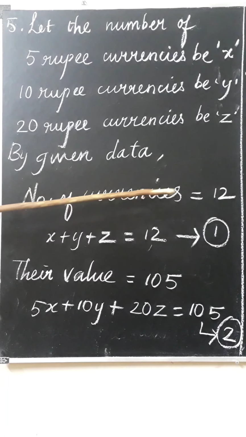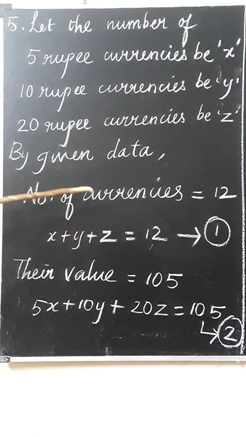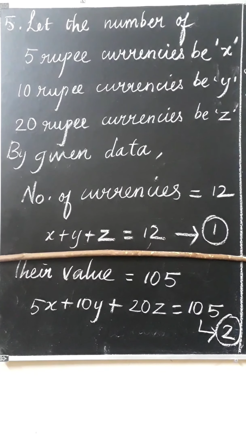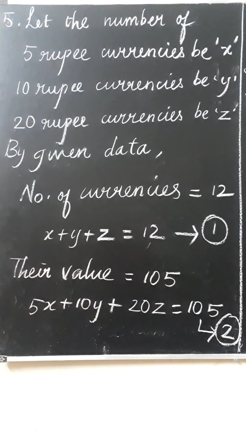The number of currencies is given as 12. Number of currencies means x plus y plus z is equal to 12. That is the first equation.